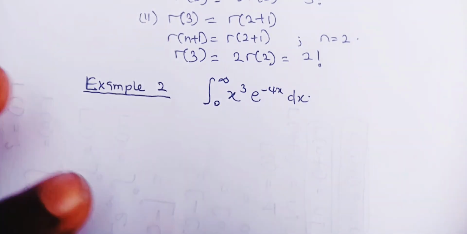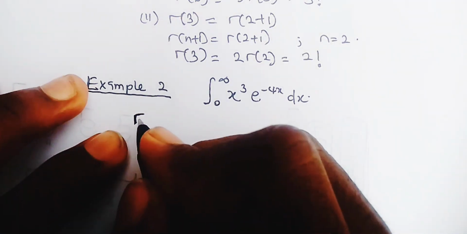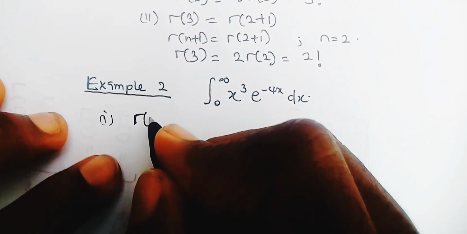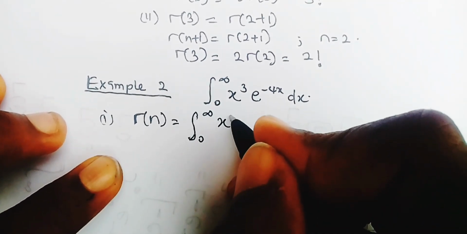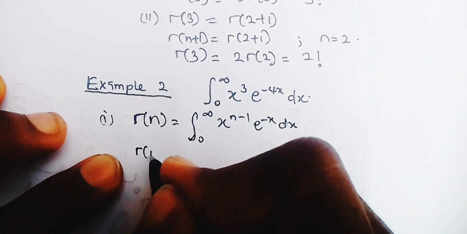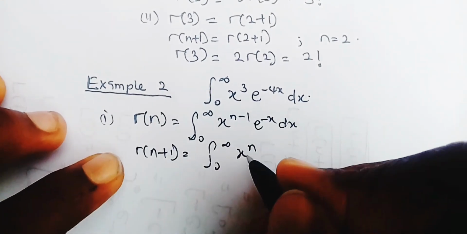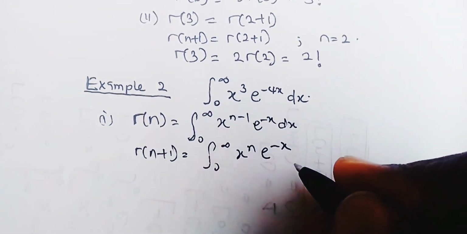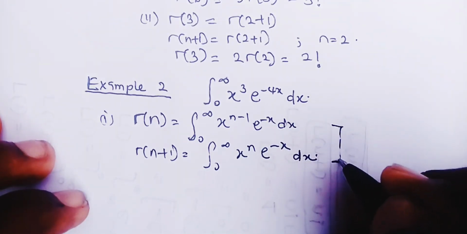Now if we compare it to the actual representation of the gamma function, these are the two representations of the gamma function I gave you, and I said they're actually the same. I gave you gamma of n is equal to the integral from 0 to infinity of x to the power n minus 1 times exponential minus x dx, and I also gave you gamma of n plus 1 is equal to the integral from 0 to infinity of x to the power n times exponential minus x dx.